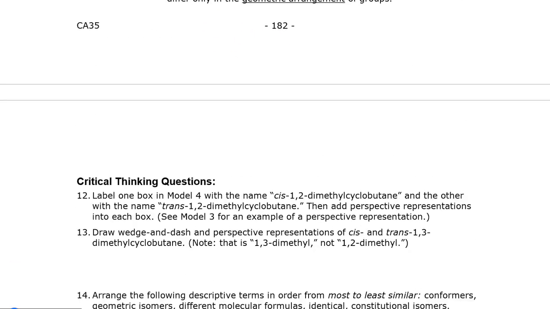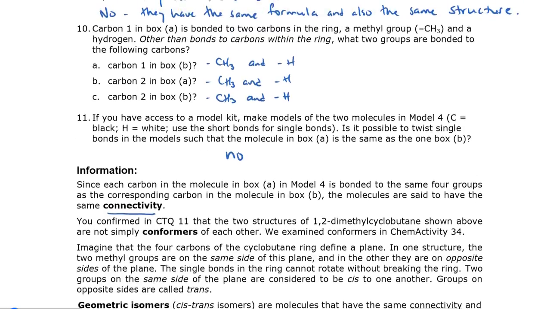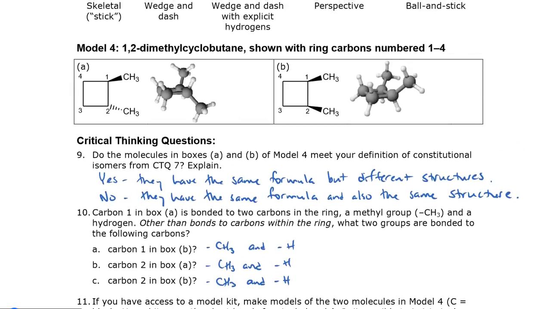So what you're supposed to do next, critical thinking question number 12, is label one box in model 4 with the name cis-1,2-dimethylcyclobutane and the other one with trans-1,2-dimethylcyclobutane. So pause the video, and on your paper, label these boxes. Pause now. Right, so the first one is trans, the second one is cis, correct?